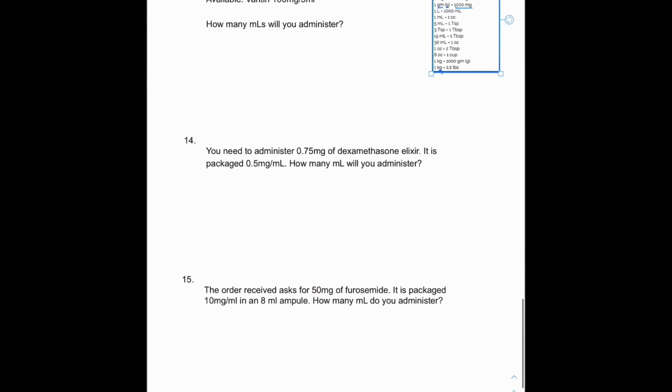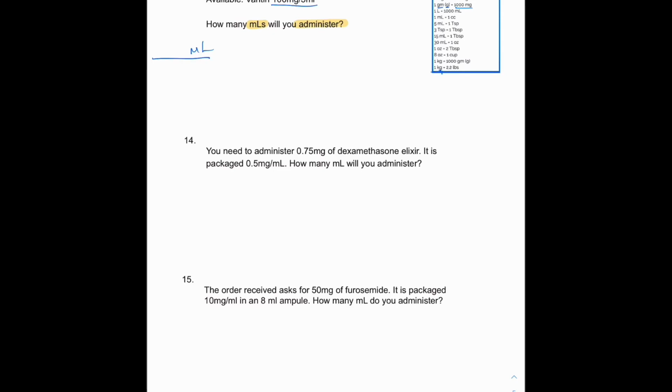Number 13. We've got an order for Vantin 0.2 grams. What's available is 100 milligrams per 5 mils. So it's another suspension question. How many mils will we administer? Okay. So we're going to start with mils on top.